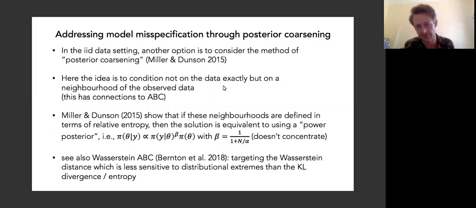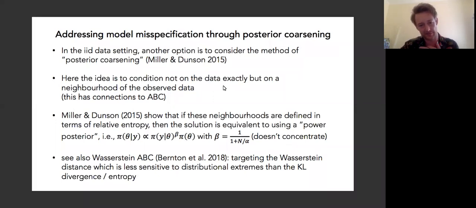Then Miller and Dunson show that if the sense in which you define the similarity is in terms of relative entropy, then it argues for a method where you actually power down the likelihood in your Bayesian inference. So instead of having the posterior be the likelihood times the prior, it's the likelihood to the power of beta, where this beta is something that you decrease as you get more data. In fact, under this setting, as you add more and more data, the posterior doesn't actually concentrate to a single point. It stays with a finite width, which is intended to reflect the idea that there's this continued and unresolved uncertainty about the true model.